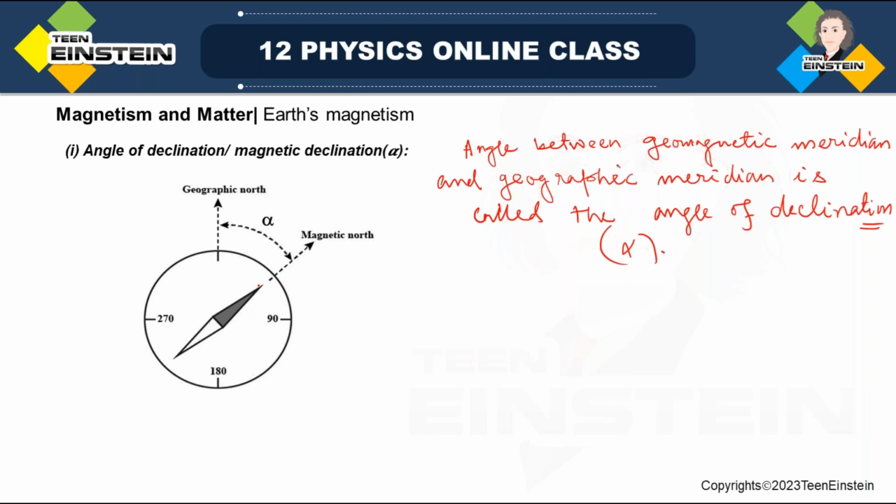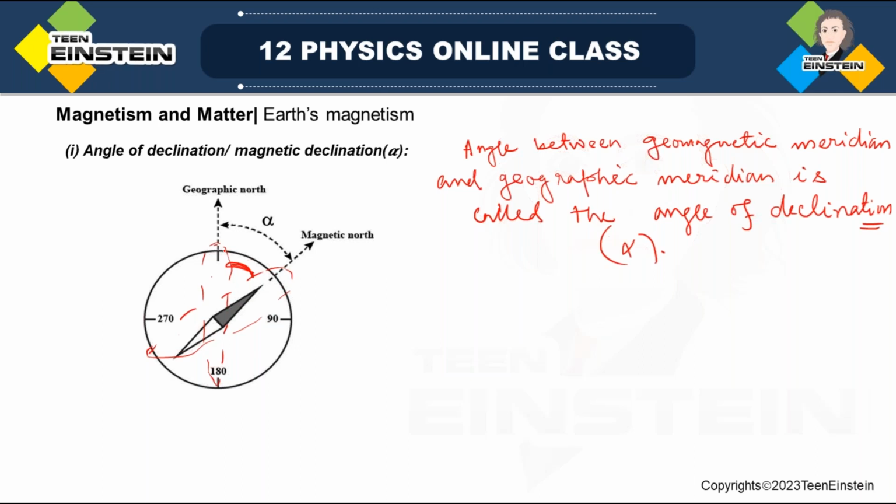So first of all you have understood, it is the angle between the magnetic axis and geographic axis or meridian. I have just told with meridian plane. This is geographic meridian, this is geomagnetic meridian. So the angle between them is this alpha. So this is actually magnetic declination or angle of declination.